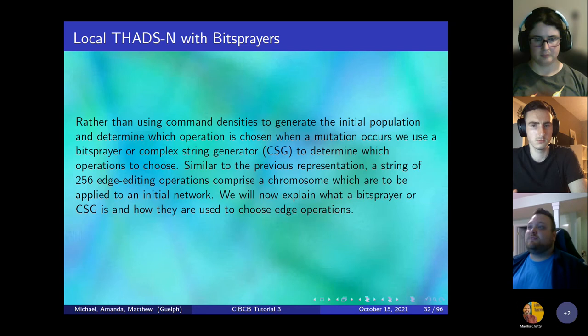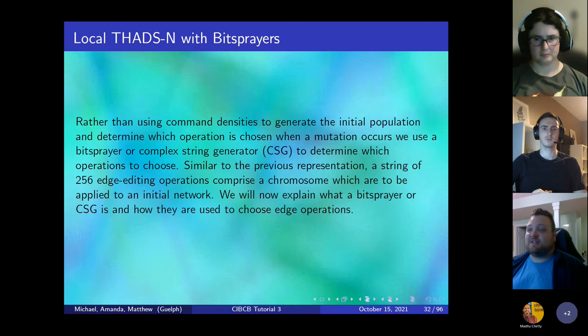So rather than using operation densities to generate the initial population and determine which operation is chosen when a mutation occurs, we use a bit sprayer or complex string generator to determine which operations to choose. Similar to the previous representation, a string of 256 edge editing operations comprise a chromosome, which are to be applied to the initial network. So what the heck is a CSG?